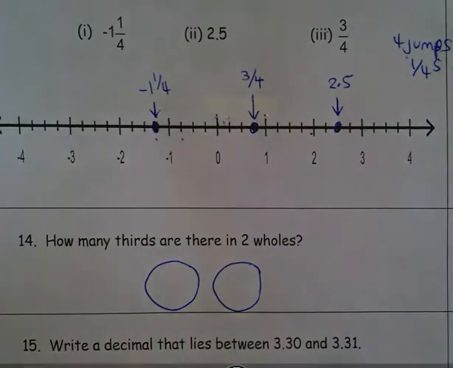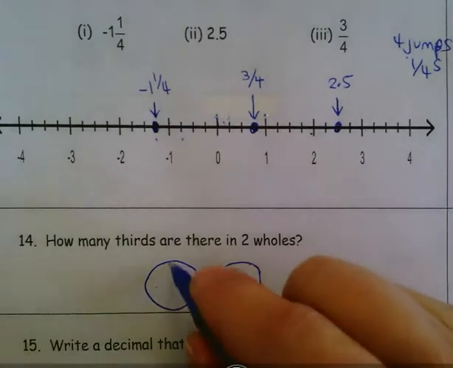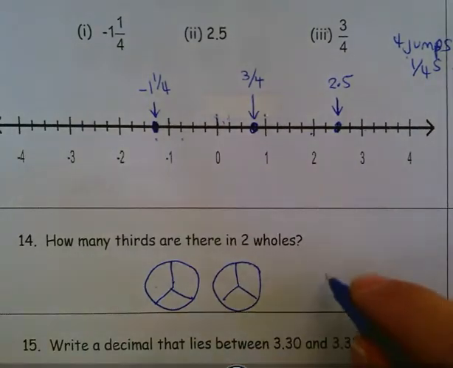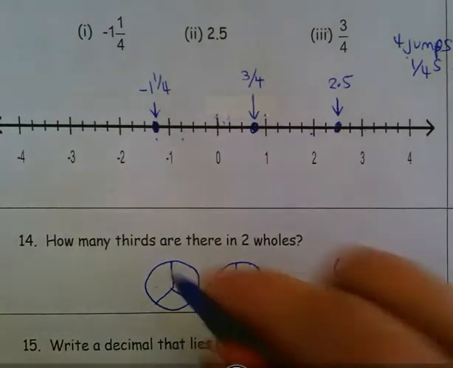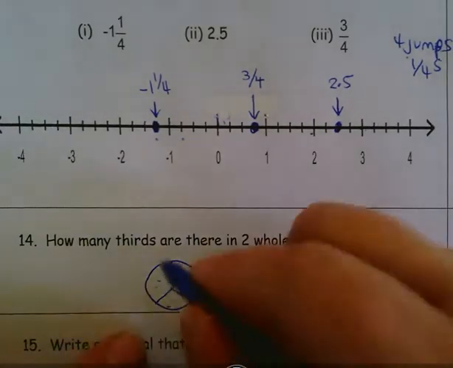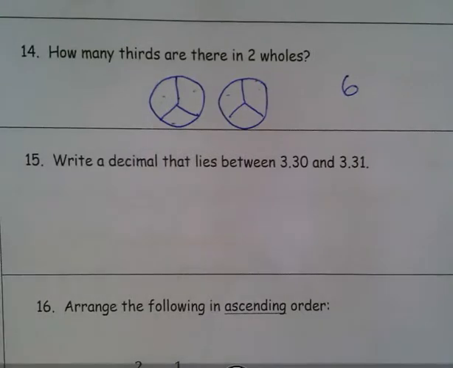Question 14, how many thirds are in 2 wholes? It's easiest to draw the 2 wholes and break them up into thirds. So how many thirds? 6. 1, 2, 3, 4, 5, 6. Obviously, if they ask how many thirds in 10 wholes, you don't draw the 10 wholes. You just start drawing a couple of them, and then you'll know that there's 3 thirds here and 3 thirds there, etc. All right. Now, write a decimal between 3.30 and 3.310.